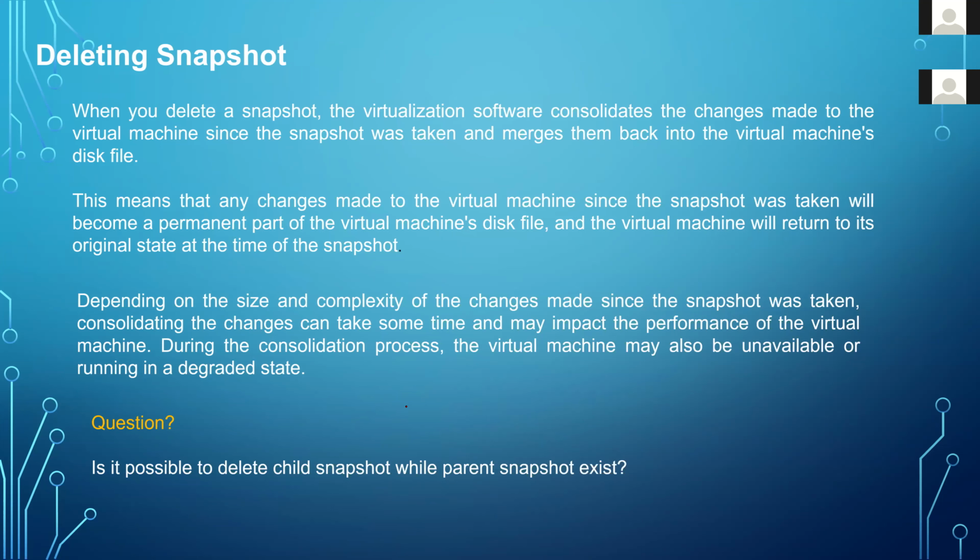So I have a question for you guys. Is it possible to delete a child snapshot while the parent exists? For example, this is the original disk, this is the first snapshot, and this is the second snapshot. Can I delete this one? If you think yes, please type Y in chat. If you think no, please type N in chat. So let's see what the answers are.